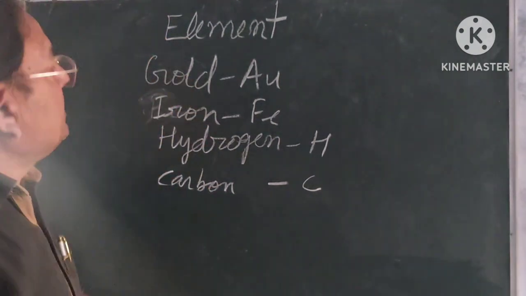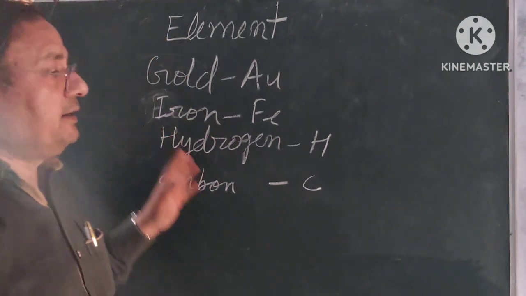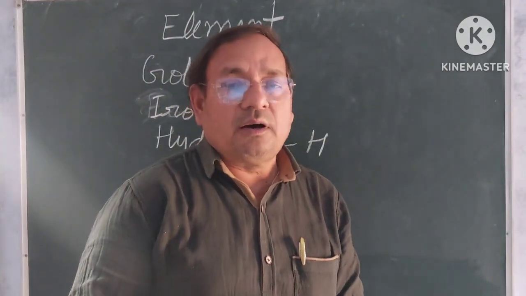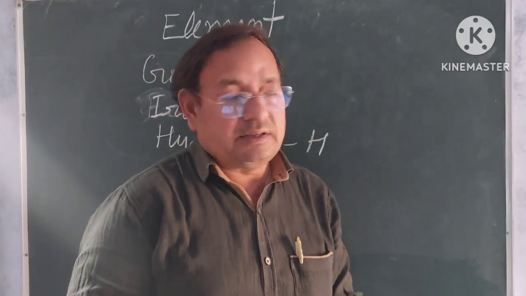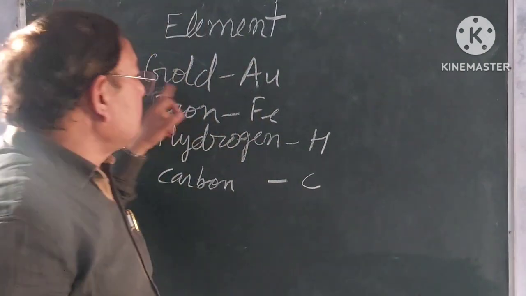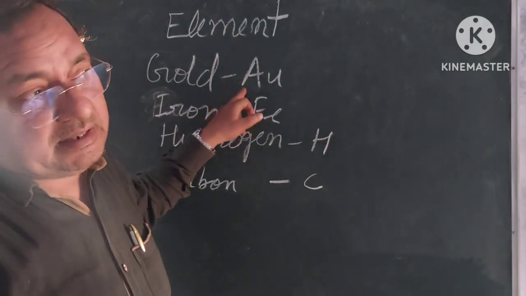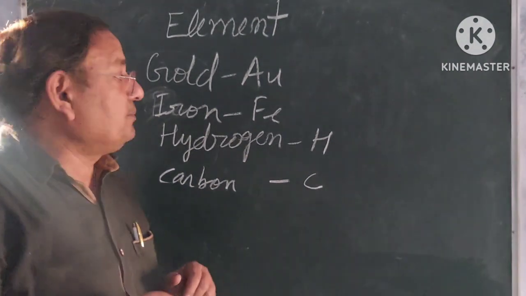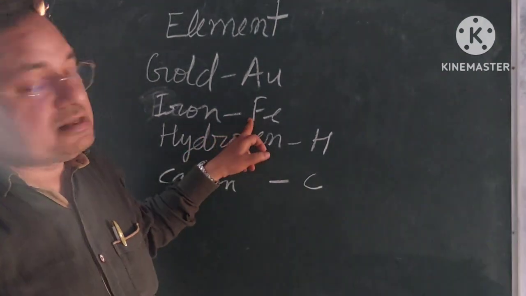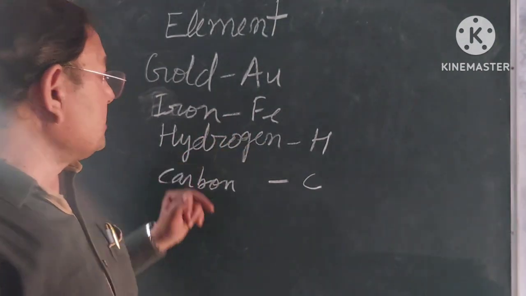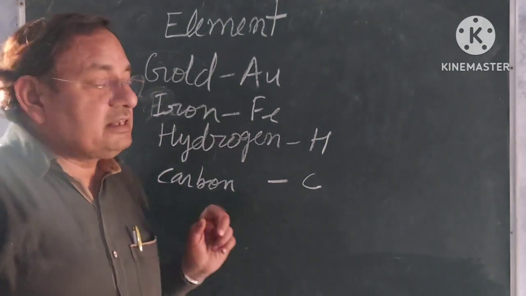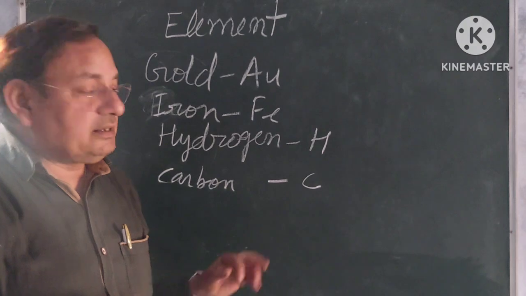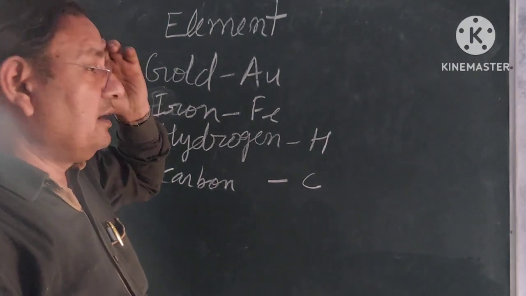These are elements, and elements are made up of only one kind of atom. Here gold is made up of only gold atom. That symbol is Au. Iron is made up of only iron atom, whose symbol is Fe. Hydrogen element is made up of hydrogen atom. Carbon element is made up of carbon atom.